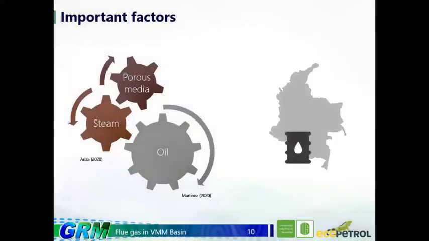So the important factors that we observed during this literature review are associated with three main factors. The first one, the porous media. The other ones are related to the fluid interaction. One of those fluids is the principal one, that is the oil located in the reservoir, and the other one is the injected fluid. In this case, it is the steam, which has to be investigated in the laboratory to know how the interaction between them works.